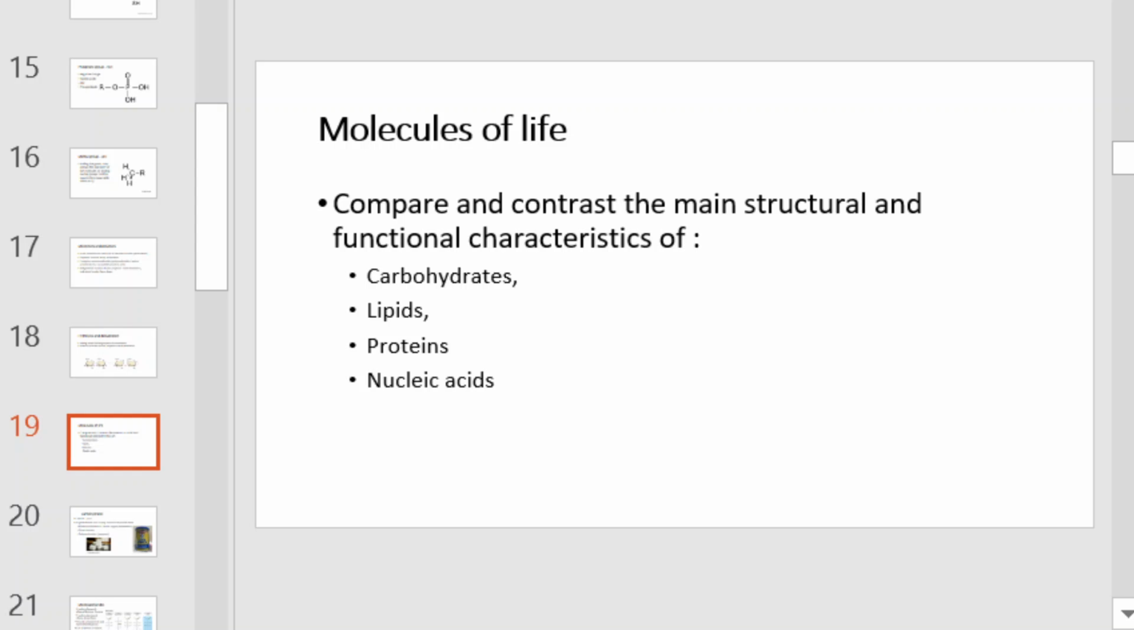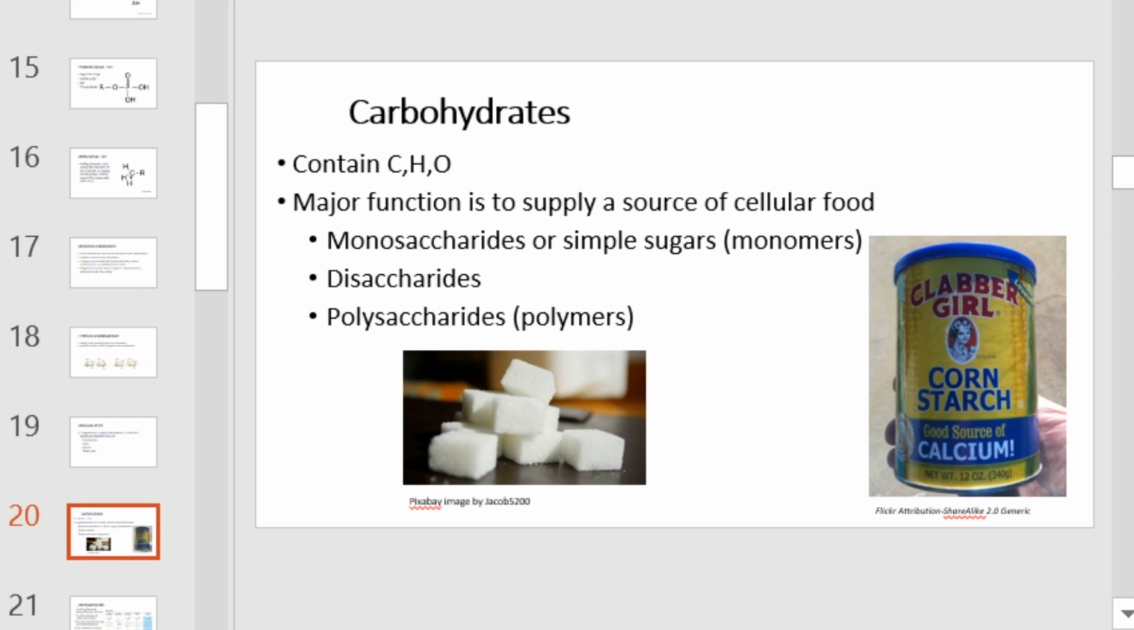The molecules of life are next. Here we will explore carbohydrates, lipids, proteins, and nucleic acids. We'll begin with carbohydrates. The three primary atoms responsible for the base structure of a carbohydrate are carbon, hydrogen, and oxygen. They tend to be found in what is referred to as the (CH2O)n empirical formula.